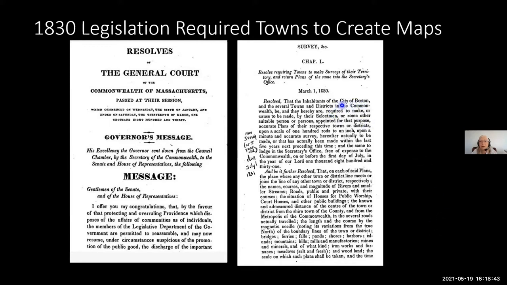Okay, the city of Boston and the several towns and districts in the Commonwealth are required to make, or cause to be made, accurate plans of their respective towns or districts. At the same scale, 100 rods to the inch. A rod is 16 feet. I always Google that when I forget.